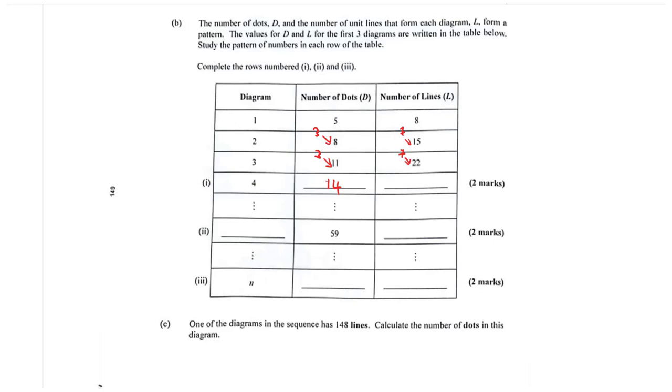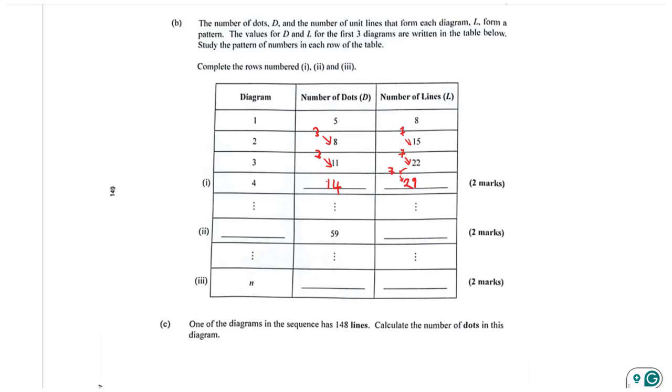So this is the pattern. I'm going up by 7. I start out with 8, and I'm going up by 7 each time. So diagram number 4 will have 29 lines. So add 7 to the 22, and I'm going to end up with 29 lines.